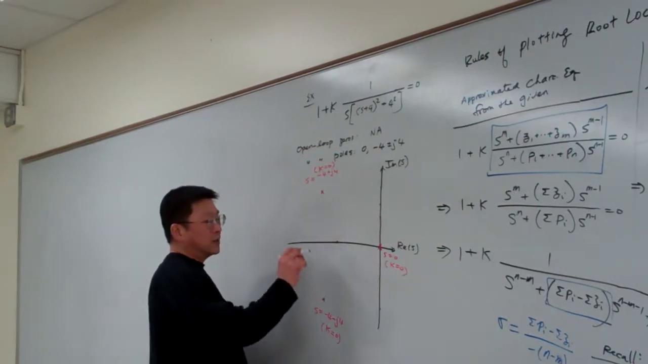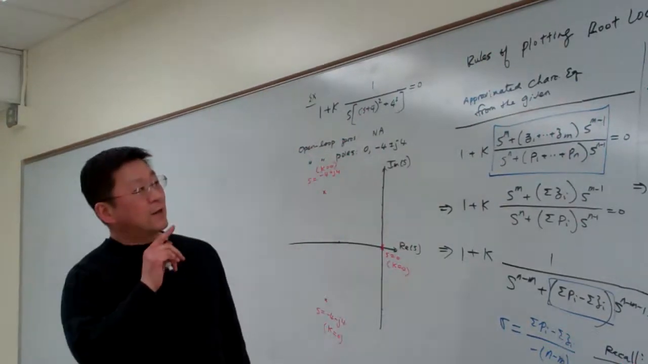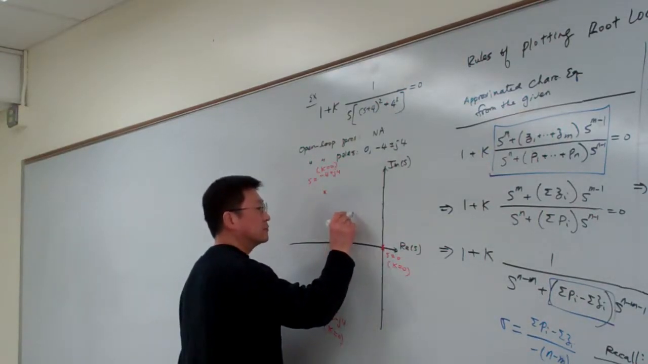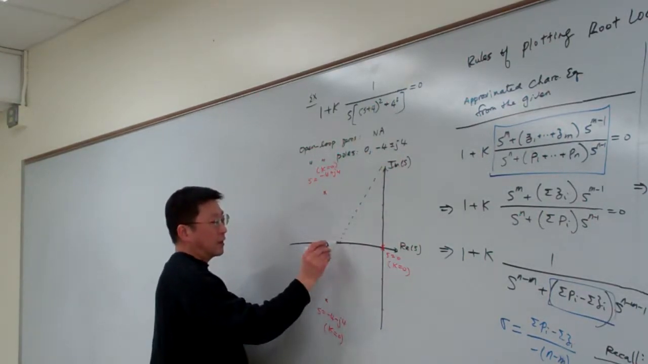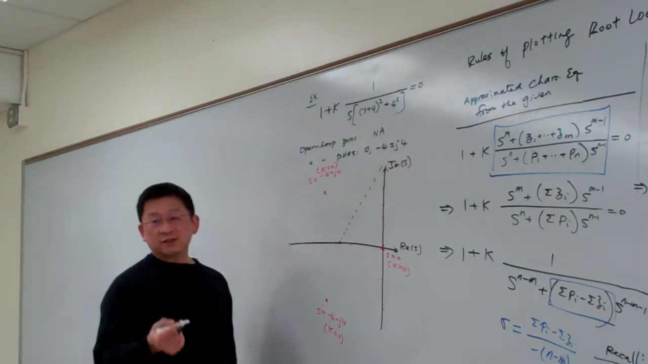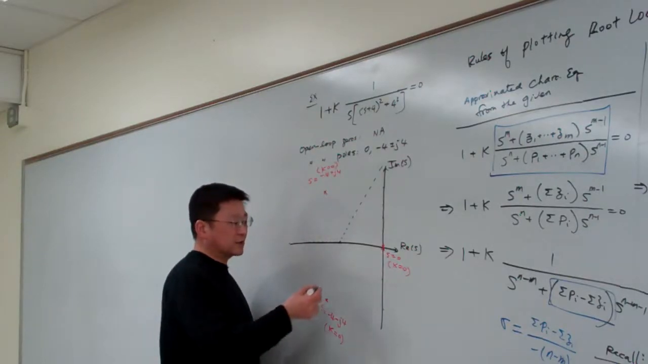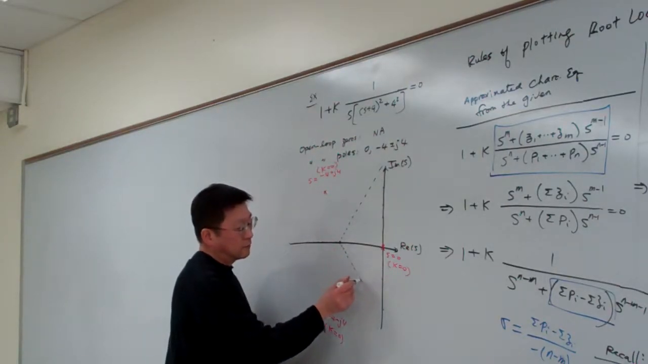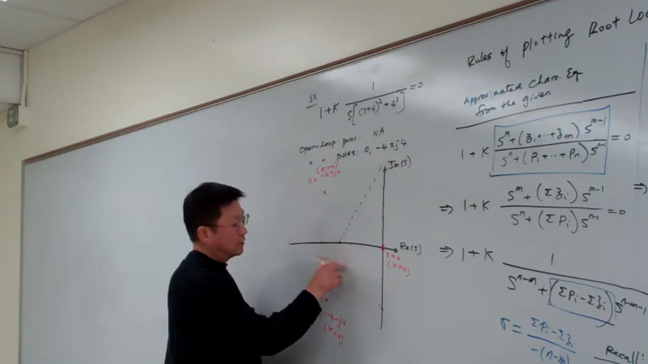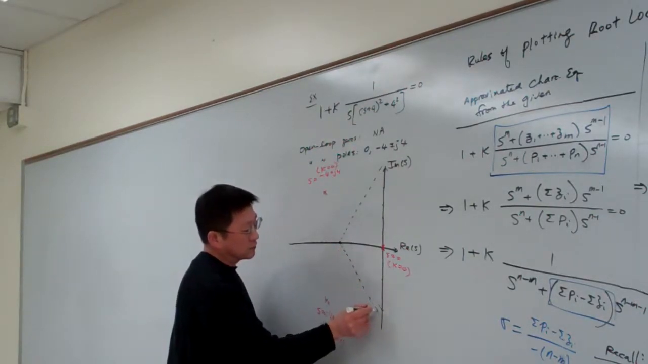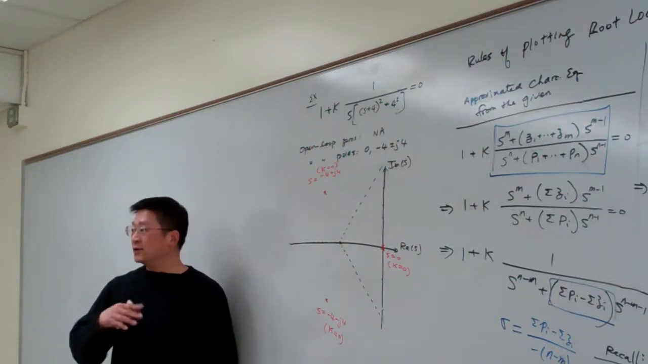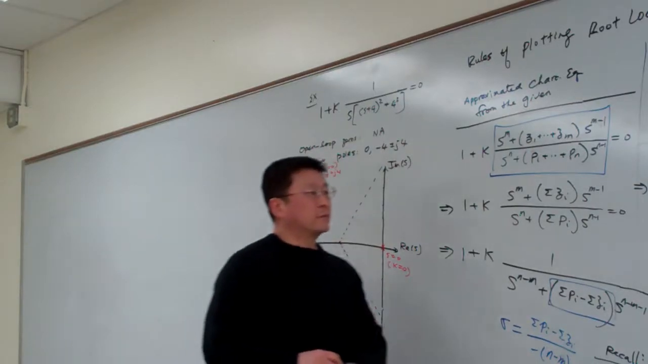The asymptotes are at 60 degrees and 180 degrees, and then 300 degrees, which is basically minus 60. I don't know if my drawing will be correct, but something like this. I use dashed lines to indicate them. So we continue.